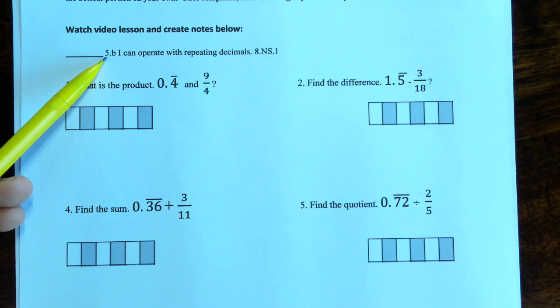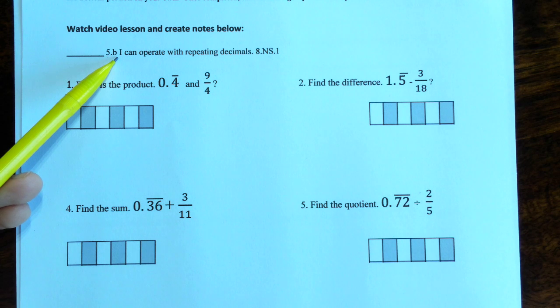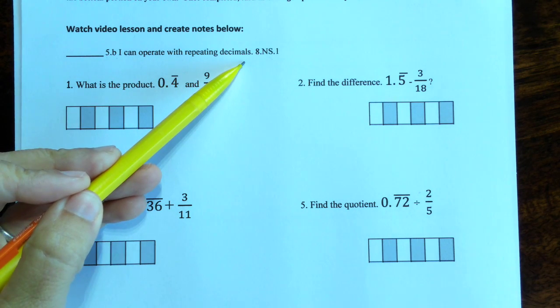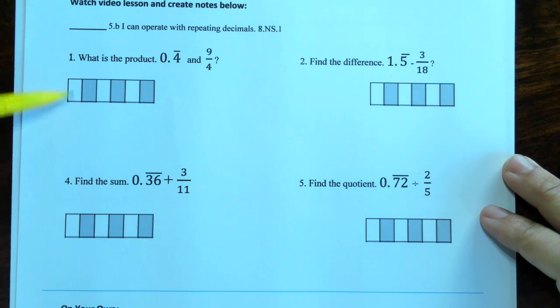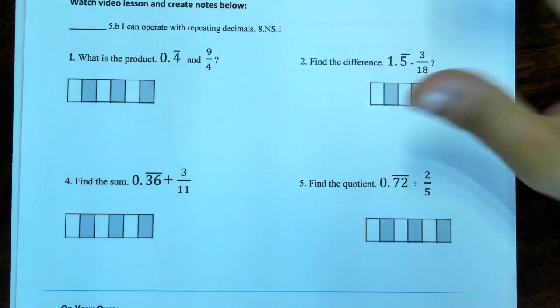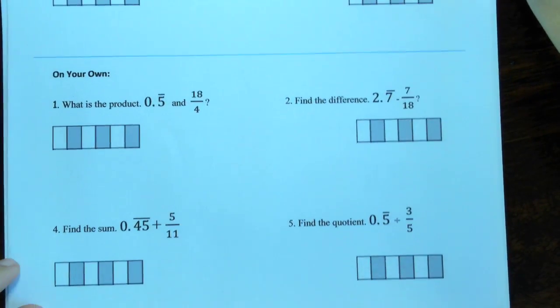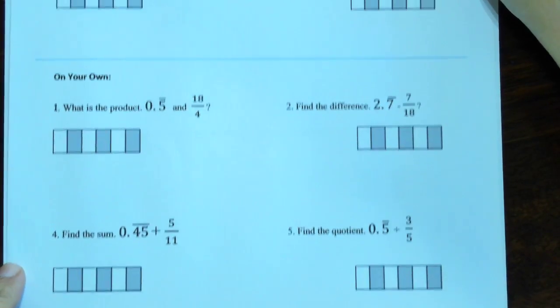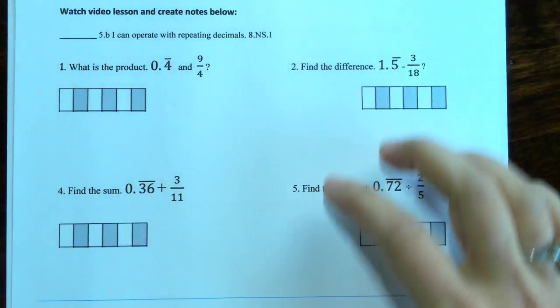So in this video, what we're looking at is Focus Standard 5, and we're at the Learning Target B, which says I can operate with repeating decimals. The first set that I'm going to be doing with you are questions that are coming from your test, and then when you get down here to the on your own portion, you're doing ones that are similar and showing your understanding through that process. So let's look at this first one.